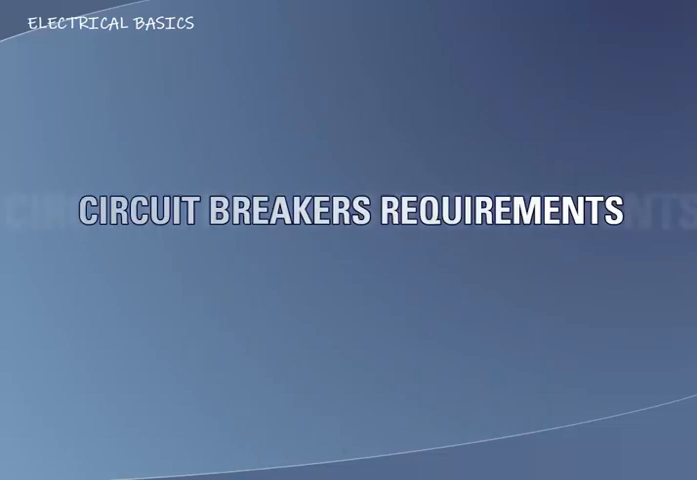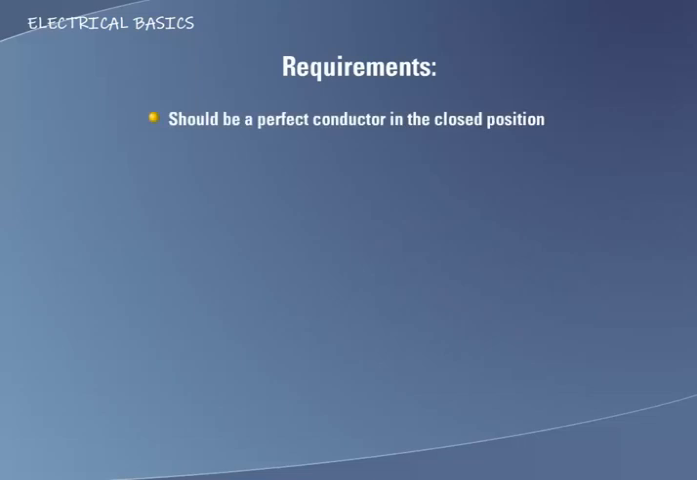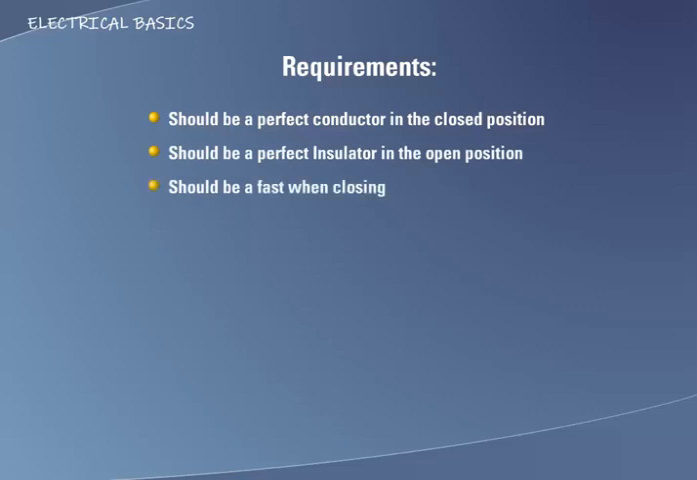Circuit breaker requirements. The requirements for a circuit breaker are as follows. It should be a perfect conductor in the closed position. It should be a perfect insulator in the open position. It should be fast when closing. Current actually starts flowing before the contacts touch, and slow closures can damage the contacts.